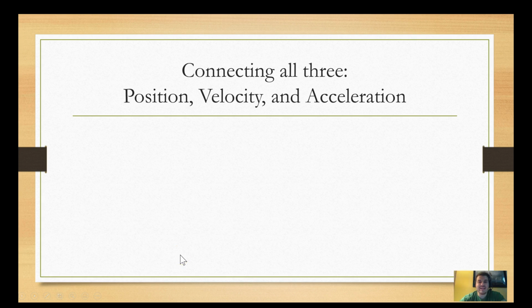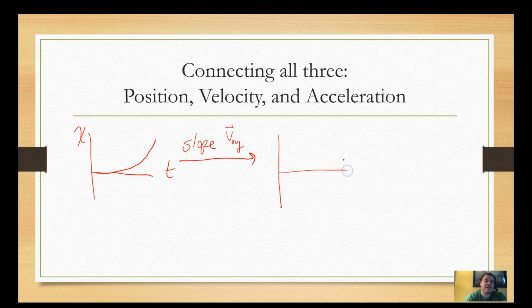Let's talk about how we connect the three graphs. If we start with a position versus time graph, let's say it's that speeding up graph, how I move to the next graph is by calculating the slope. The slope gives me the average velocity for some time period, and I go from having a quadratic equation to a linear equation. So the slope gives me V average, which is equal to the change in position over the change in time.